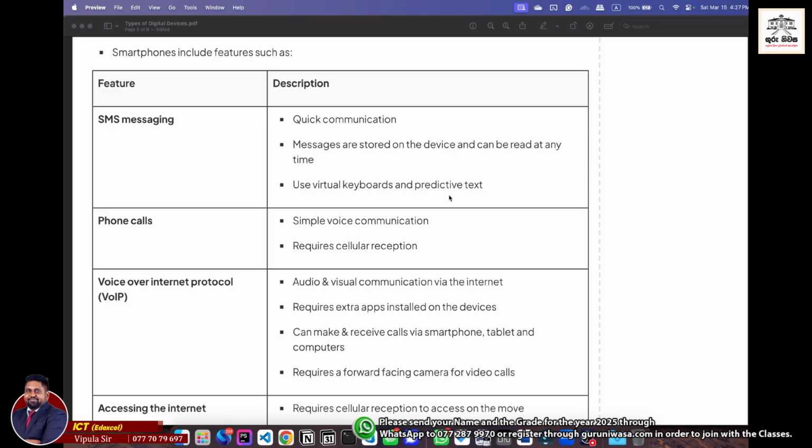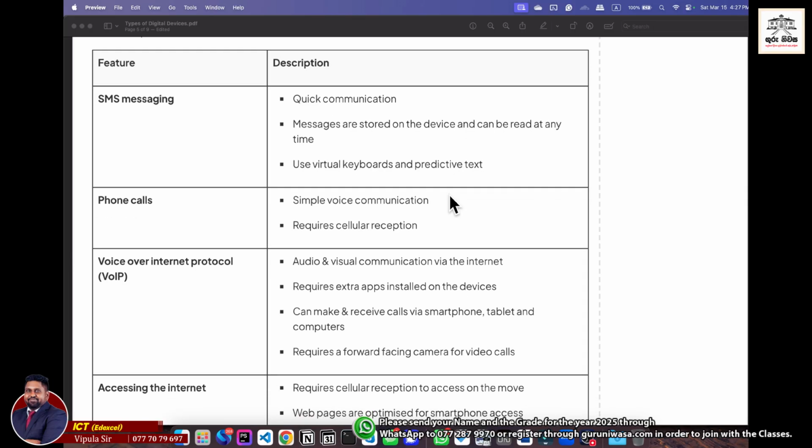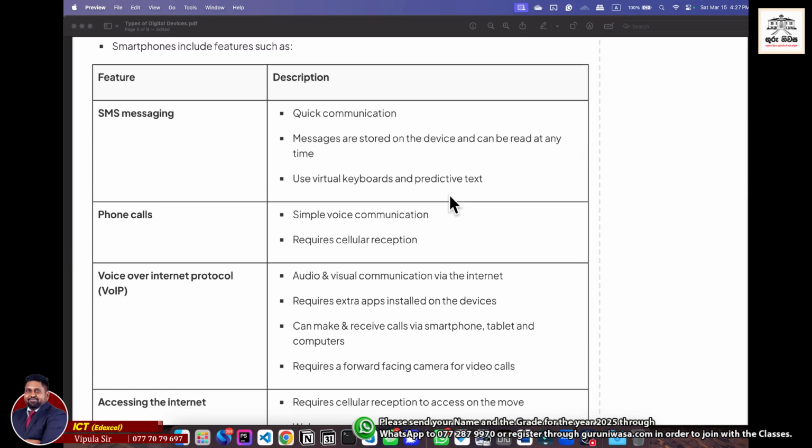When we look at this one, SMS messages would be the first item. These are quick communication messages which basically allow you to message from one device to another device, which you can send, and you will be able to draft or create this message using a virtual keyboard on your device, right? So that's how you basically create the message.